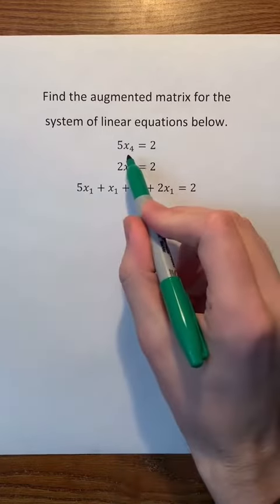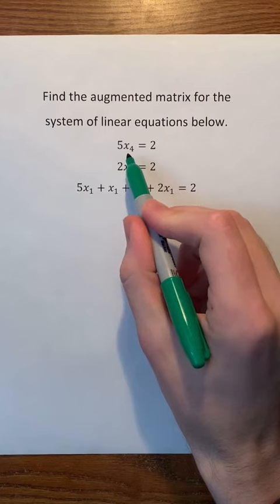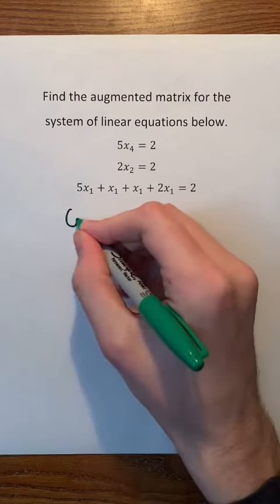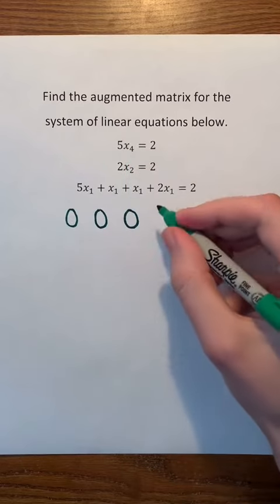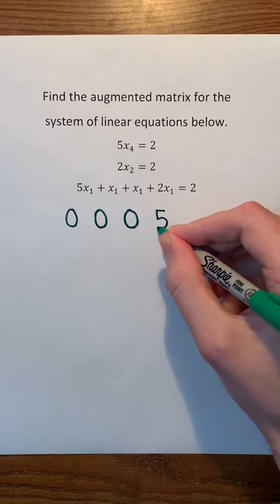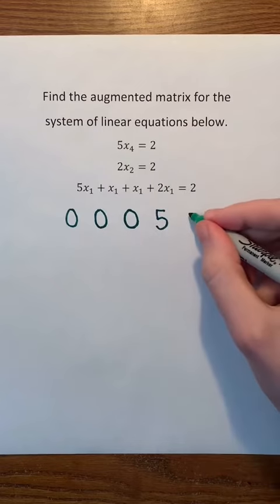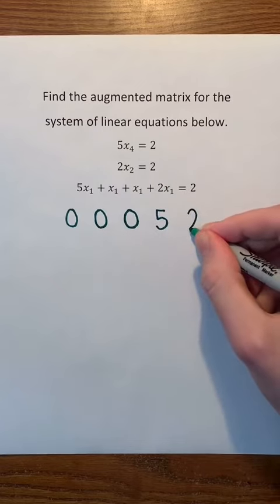In the first equation, the only variable that we have is x sub 4. So, in the first row, the first 3 numbers are going to be 0. Since x sub 4 has a coefficient of 5, the fourth number is going to be 5. Since the constant on the right side of the equation is 2, the last number is going to be 2.